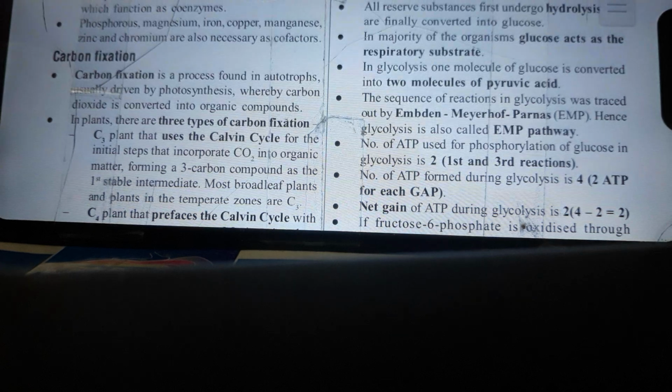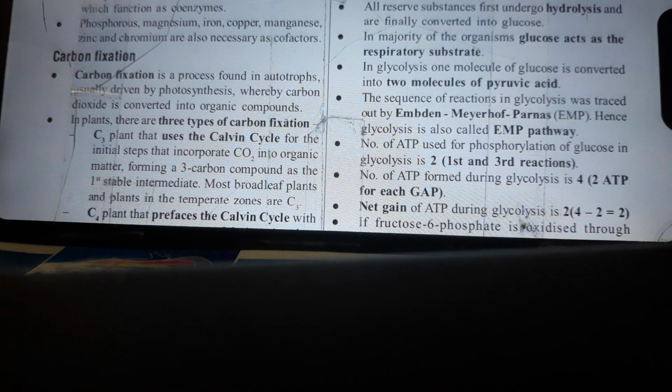In the preparatory phase, breakdown of glucose and low energy phosphorylation occurs and energy is used. In the oxidative phase, high energy phosphate bonds are formed and energy is stored. All reserve substances first undergo hydrolysis and are finally converted into glucose. In the majority of organisms, glucose acts as the respiratory substrate. In glycolysis, 1 molecule of glucose is converted into 2 molecules of pyruvic acid.